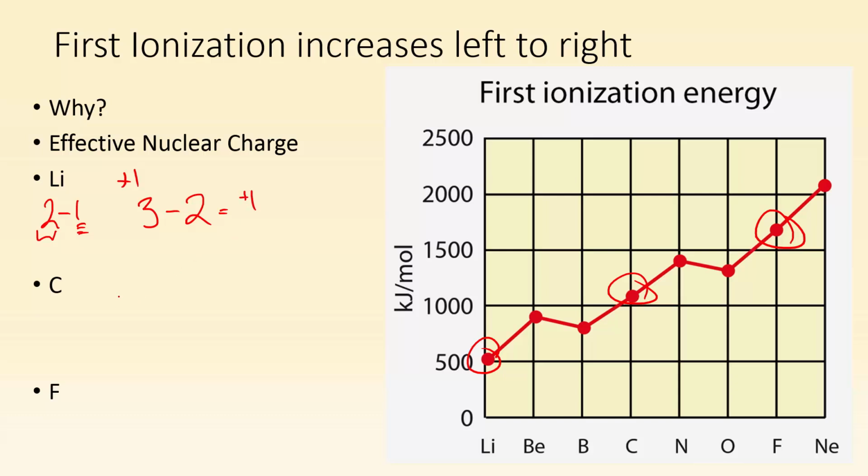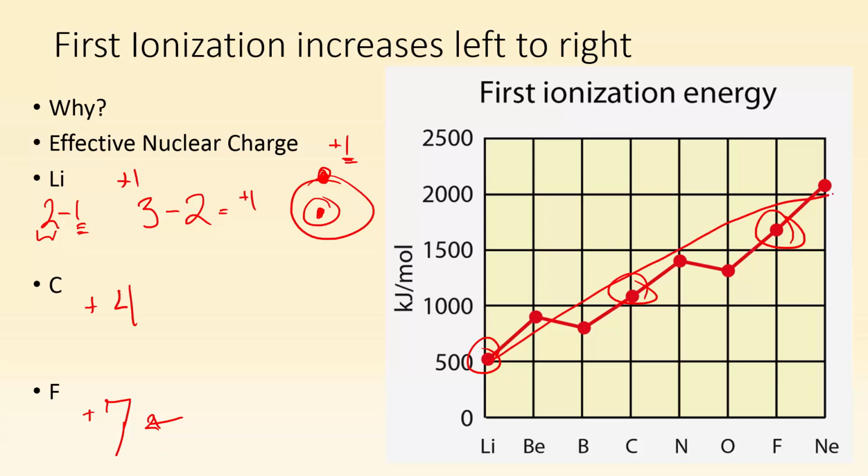I look at the same thing for carbon, it's going to be +4. I look at fluorine, it's going to be +7. So if I'm looking at lithium, this is my nucleus, energy levels, and I have 1 electron here. Well, it's going to be easier to pull away an electron that's feeling a +1 charge, as compared to with fluorine, an electron that's feeling a +7 charge. So it's going to be harder to pull away fluorine. That's why generally it increases.